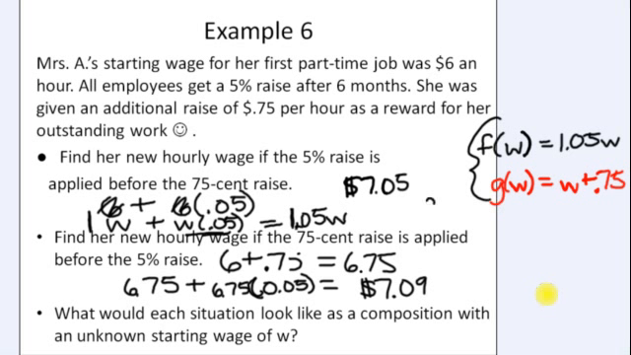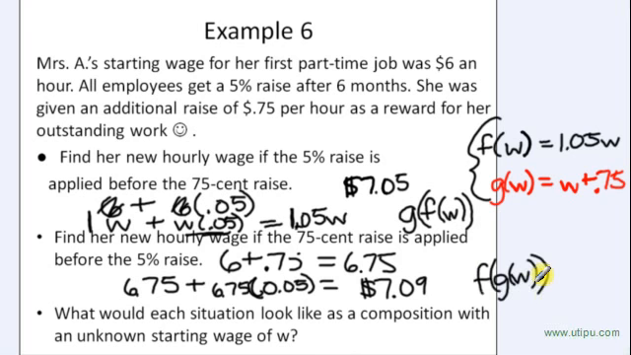would be f of w, and then composing that with function g. So that would be g of f of w, representing the 5% raise first. Versus if we did a 75-cent raise first, we'd want to do g of w first, and then compose that with function f. Well, let's see what we get for these.